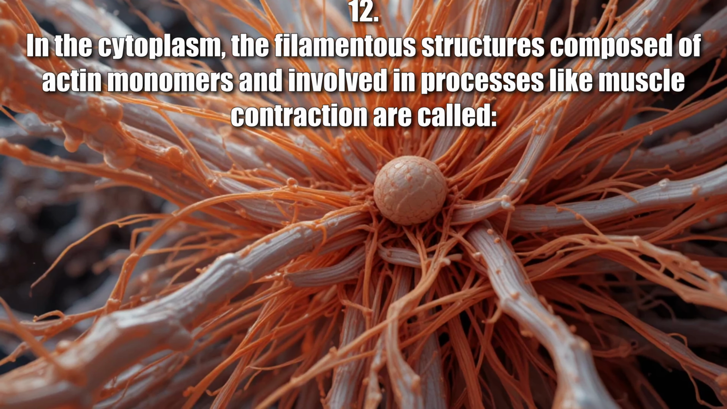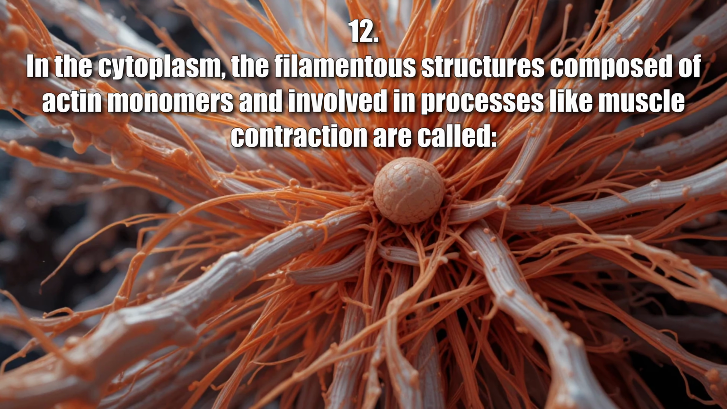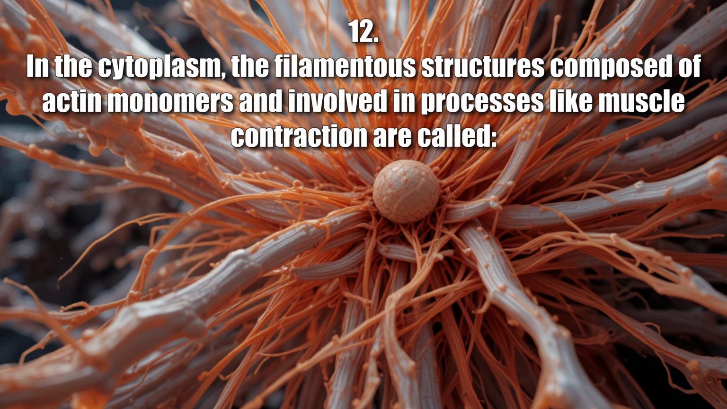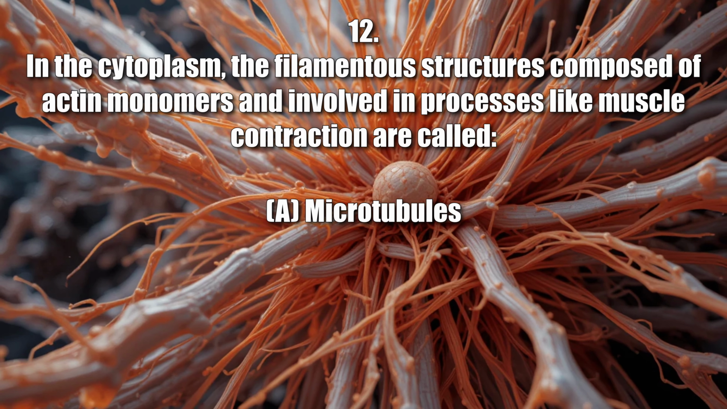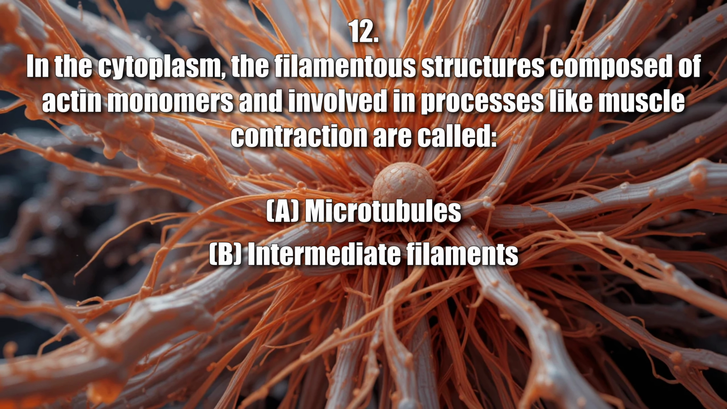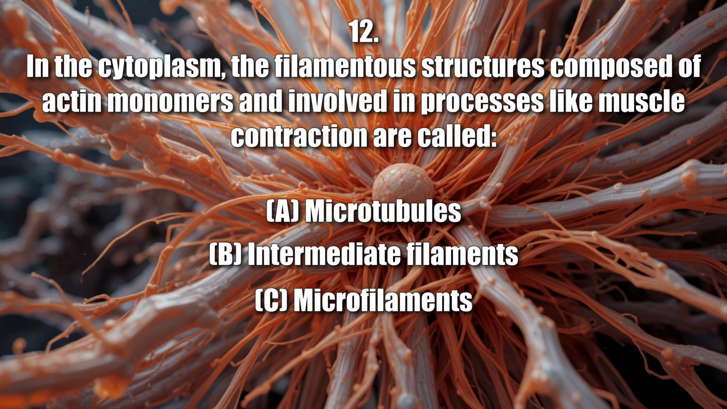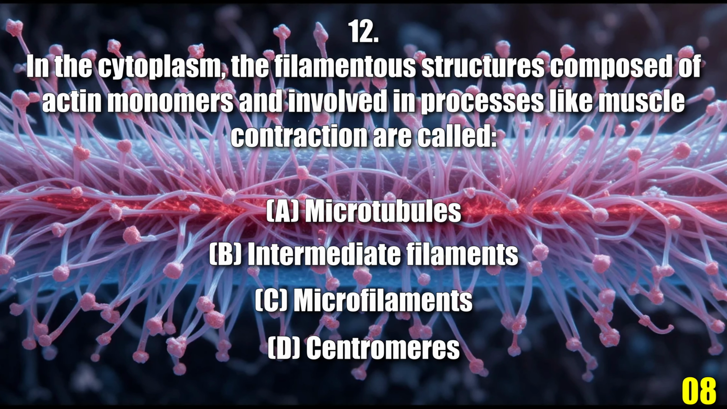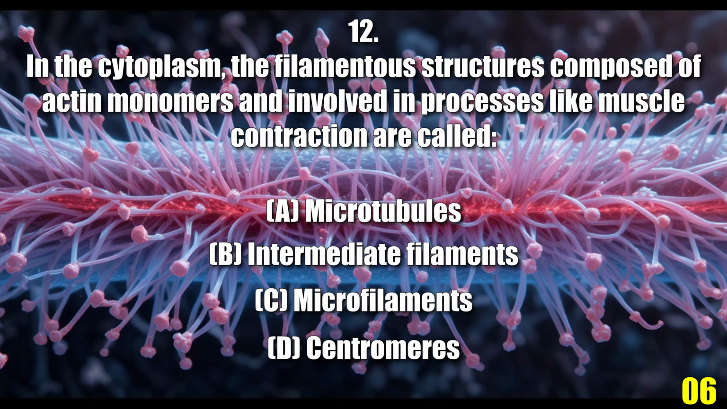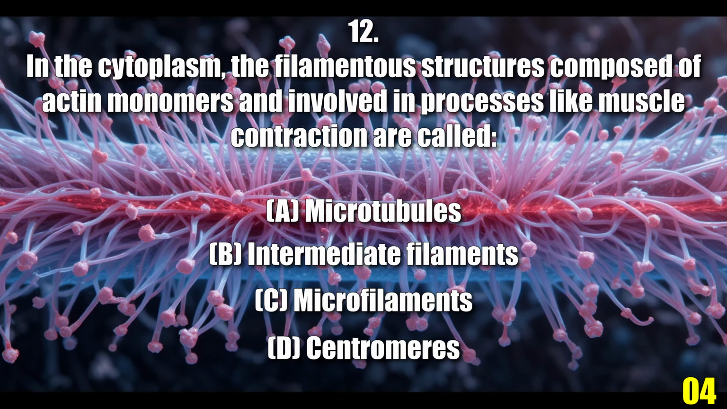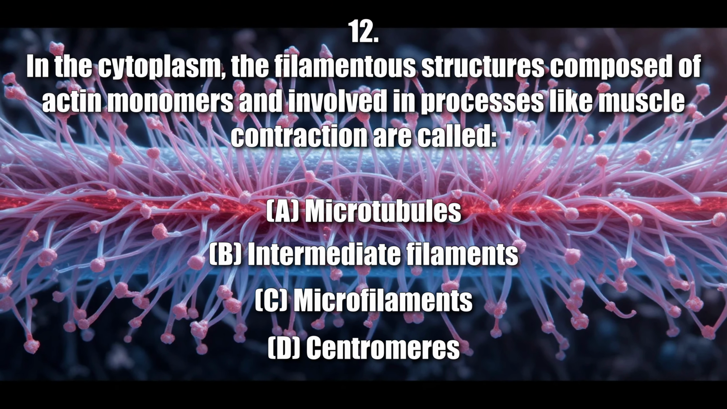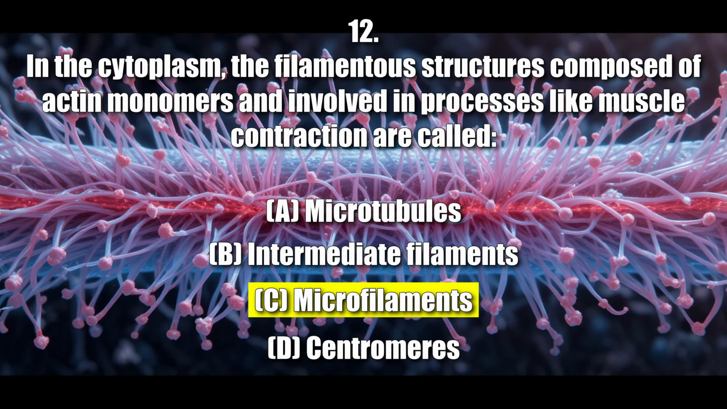Euchromatin. 12. In the cytoplasm, the filamentous structures composed of actin monomers and involved in processes like muscle contraction are called A. Microtubules. B. Intermediate filaments. C. Microfilaments. D. Centrosomes. The correct answer is C.